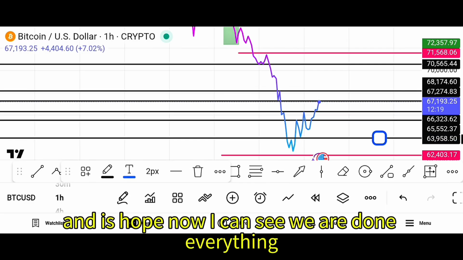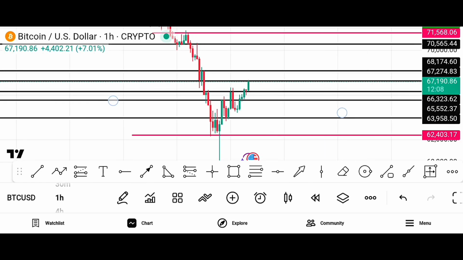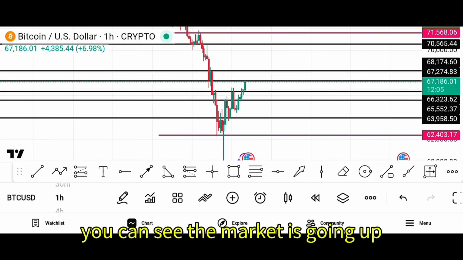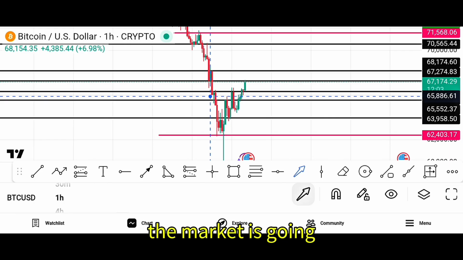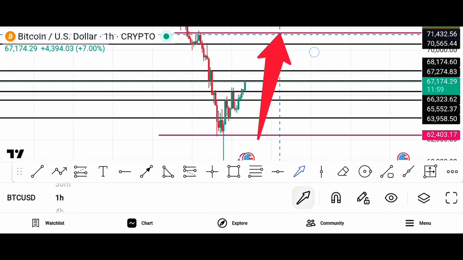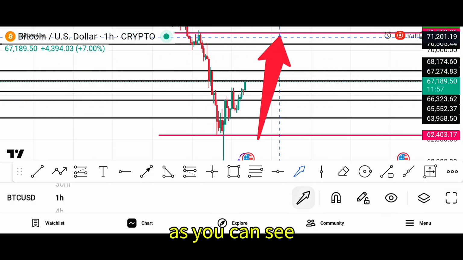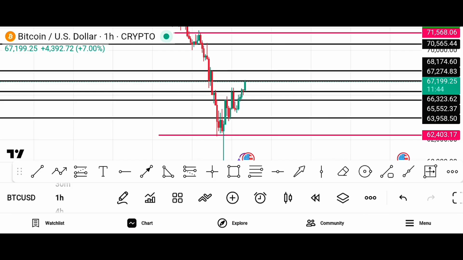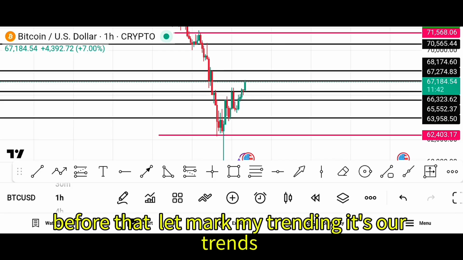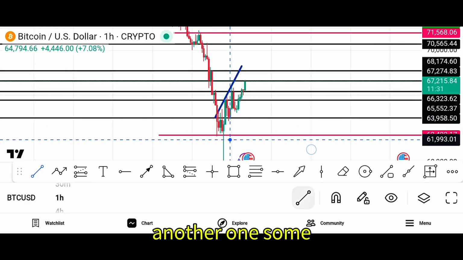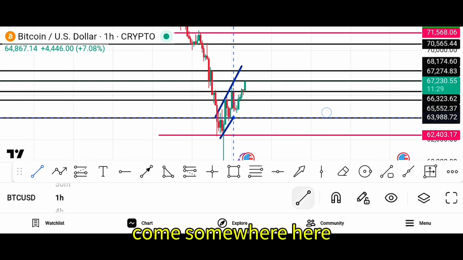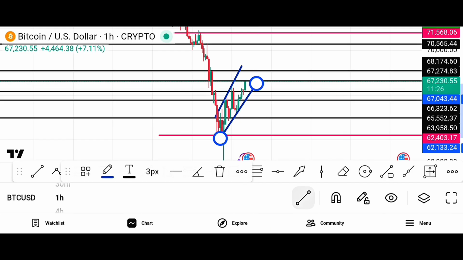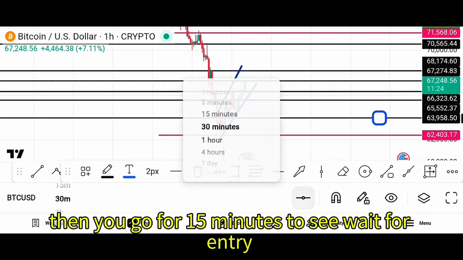You can see the market is just going up. The market is still going up to our high, as you can see. So let's go to 15 minutes to see. Well, before that, let's mark our trendline. Let's use our trendline, another one, coming somewhere here. Then you go to the 15 minutes to wait for entry.